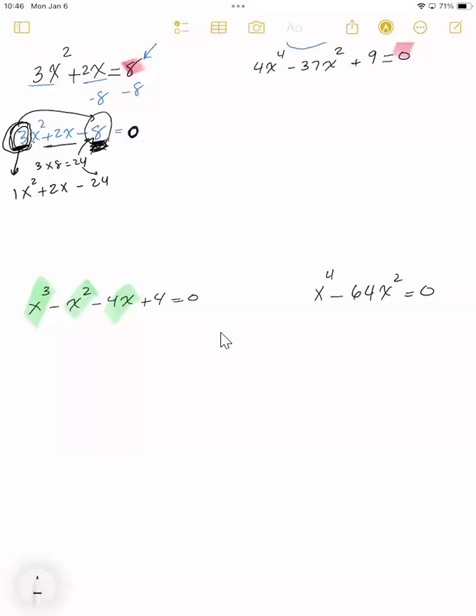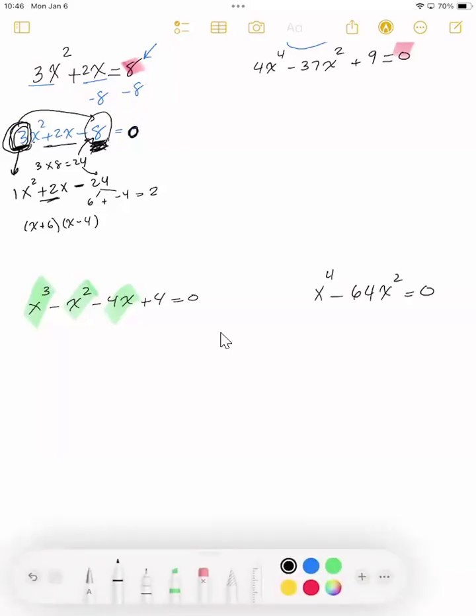You say, what are the factors for negative 24? The factors for negative 24 are 6 and negative 4. Because if I multiply 6 by negative 4, I get negative 24. And if I add them, I end up subtracting 4 from 6. 6 take away 4 is positive 2. So 6 and negative 4 are the correct factors. Then you write it as x and x. You put a positive 6 and a negative 4.